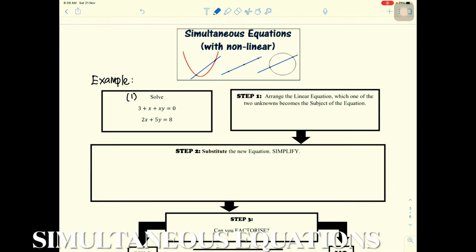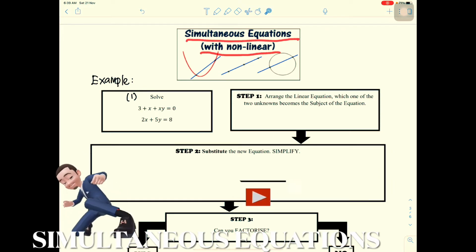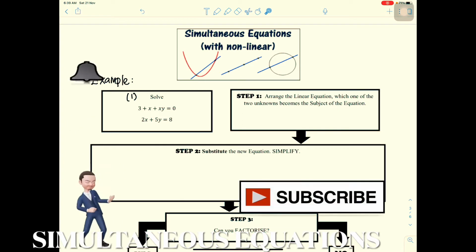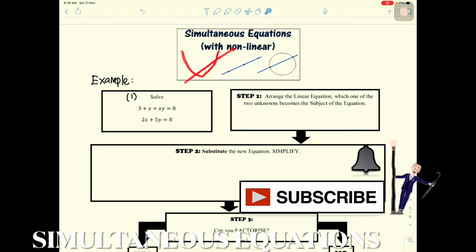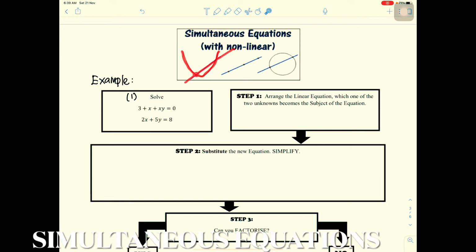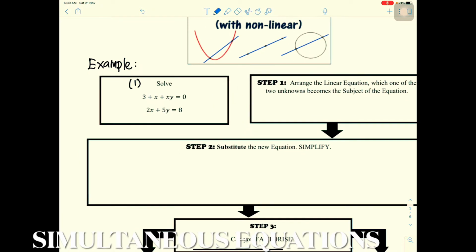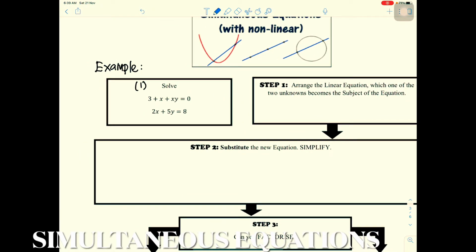Continue to discuss simultaneous equations with non-linear equations, which means between any curve and a straight line. So between these two, the answer that we will get is 2 points, right? So this is an example of simultaneous equations between a straight line and any curve. Okay, straight away let's discuss example 1.